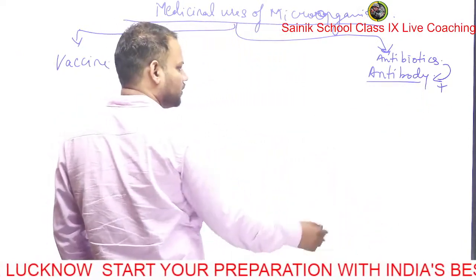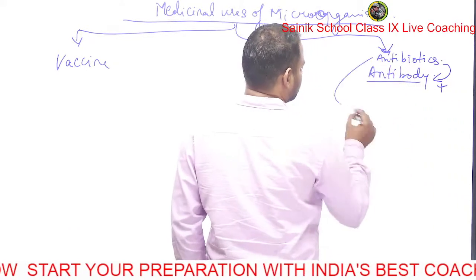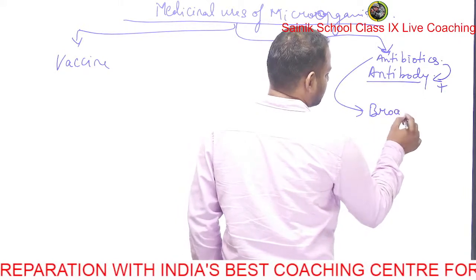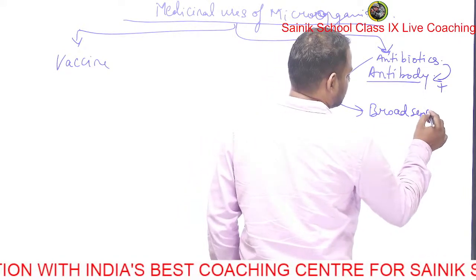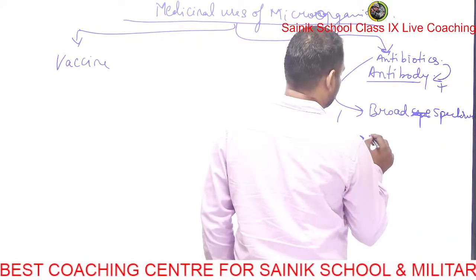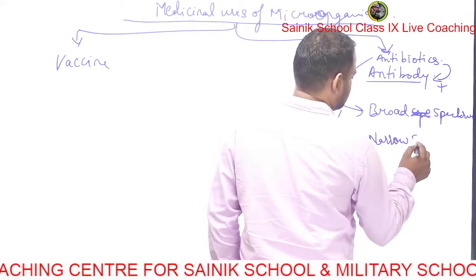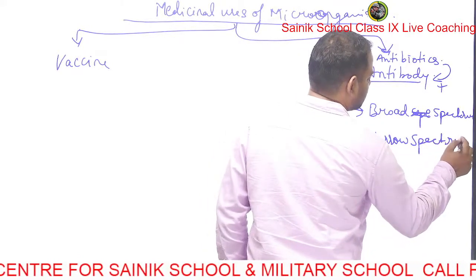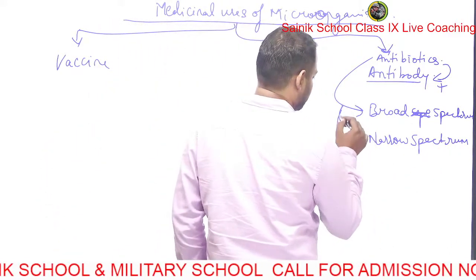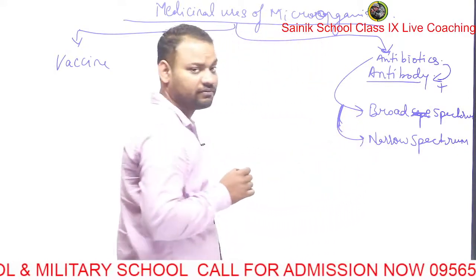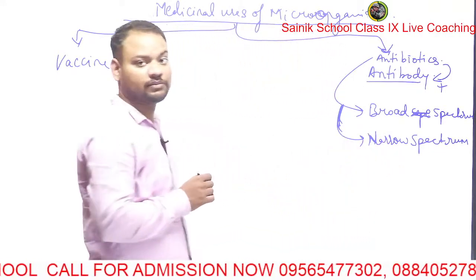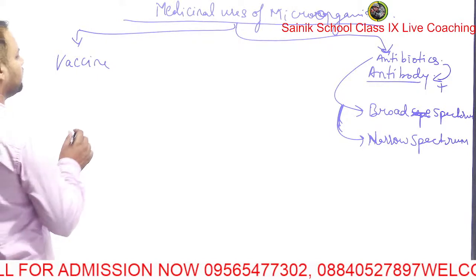Antibiotics are of two types: broad spectrum and narrow spectrum. Broad spectrum antibiotics are used in various diseases, more than one type of disease, more than 5 or 10 types. And narrow spectrum antibiotics are used in only a few types of diseases.